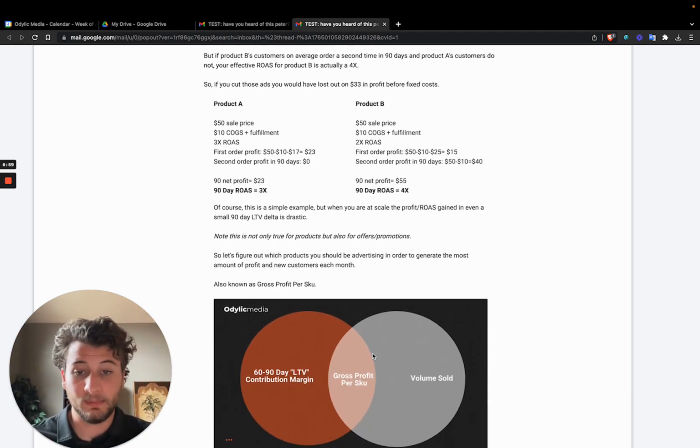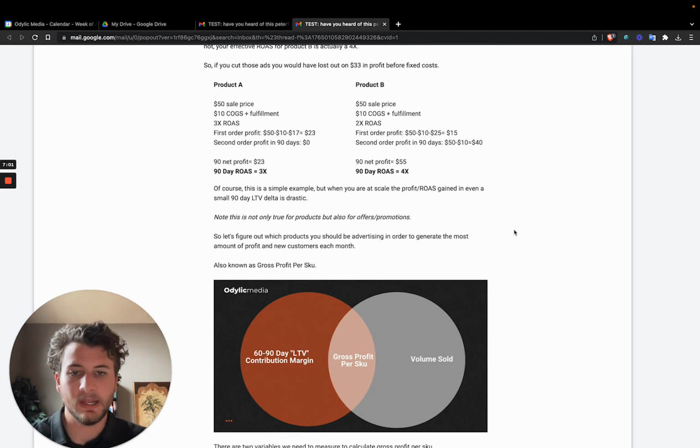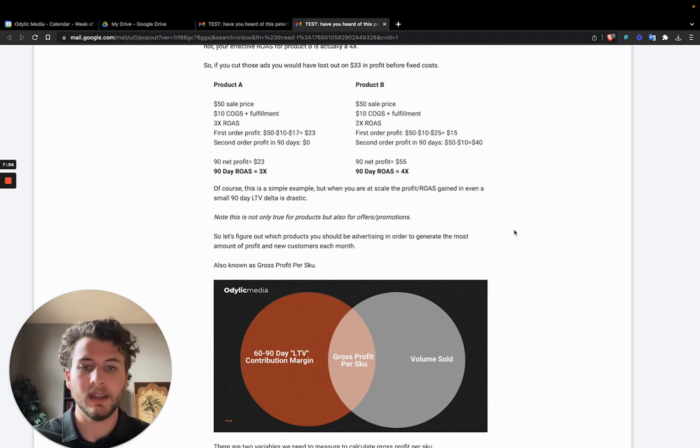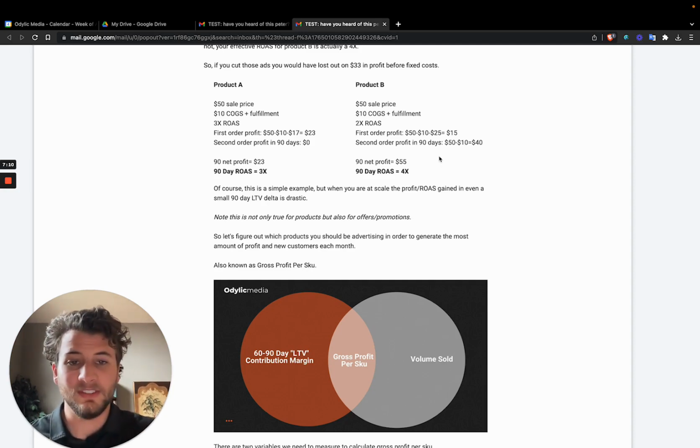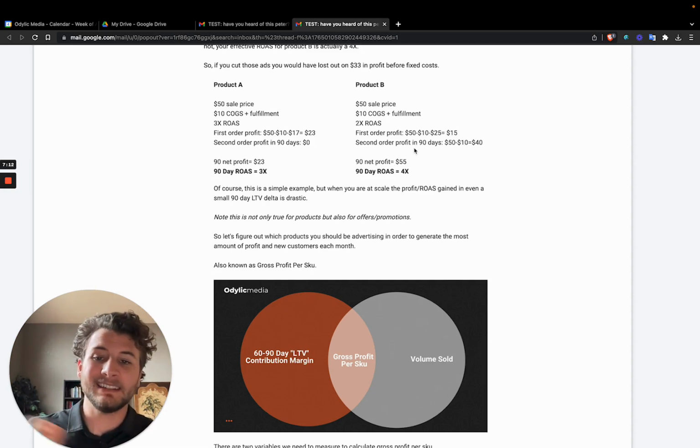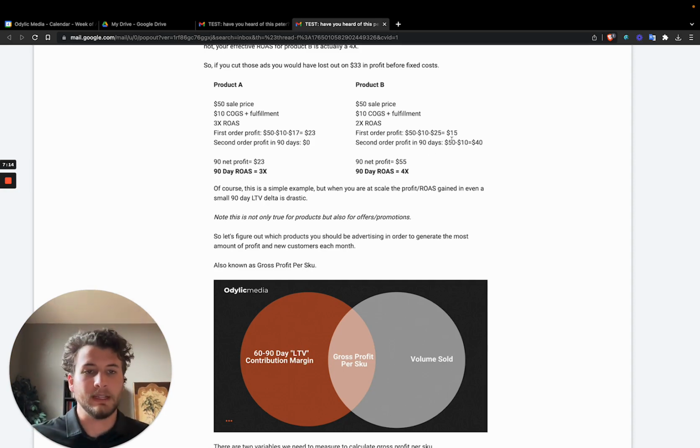So of course, this is a simple example and a little bit extreme, but when you are at scale and you're spending a lot, the profit and ROAS gained in even a small 90-day LTV delta or difference is drastic. So even if instead of ordering a second time, they were even just ordering a product that was half as much as the first purchase, it would still have a huge impact on how you treat it in the ads manager. And that's the main point here, is to be more well-informed in what's actually generating you more profit, not revenue, not ROAS, at the end of the day, okay?